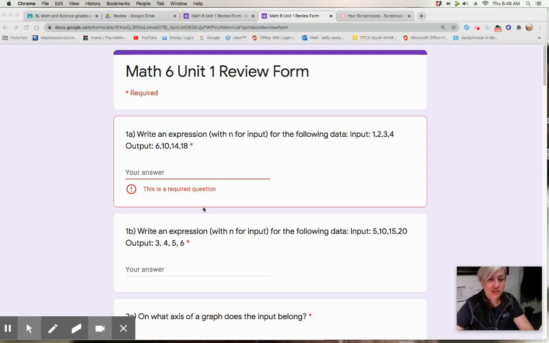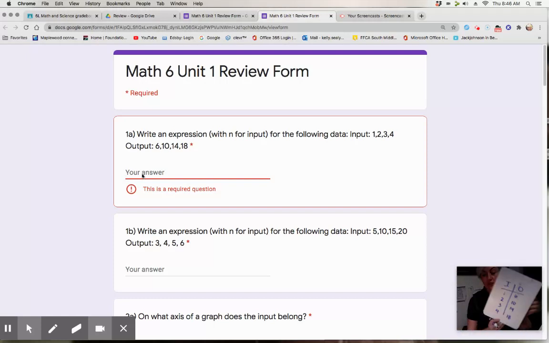So jumping in and starting with question number 1. It says to write an expression with n for the input for the following data. So it would probably be helpful if you had some paper to record your data. Okay, the inputs are 1, 2, 3, and 4. The outputs are 6, 10, 14, and 18. If you had your Hilroy or some paper there, you can make your own t-chart from this data.